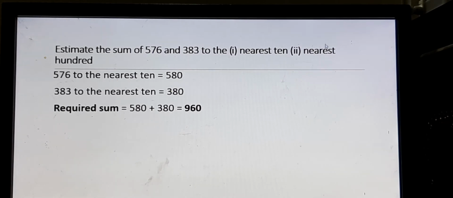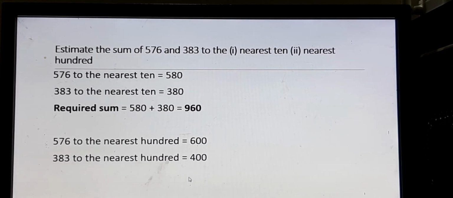Next again we have one more problem, nearest 100. So 576, nearest 100. We have to look at the tens place now. Tens place is 7, strong man. So it will give one gift here. So it will become 600. So 576 to the nearest 100 is 600. And 383 to the nearest 100 is 400, isn't it? 8 will give a gift here. So 400. 600 plus 400 is 1000.